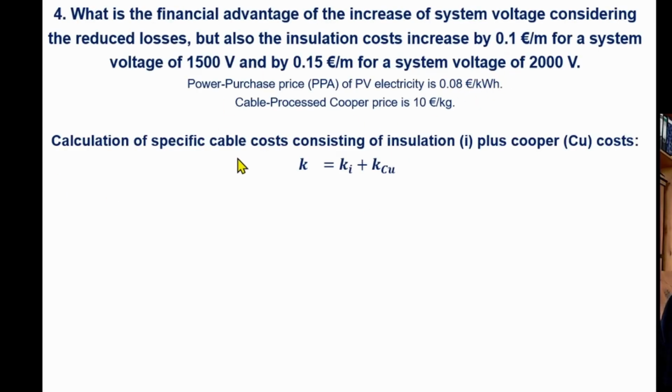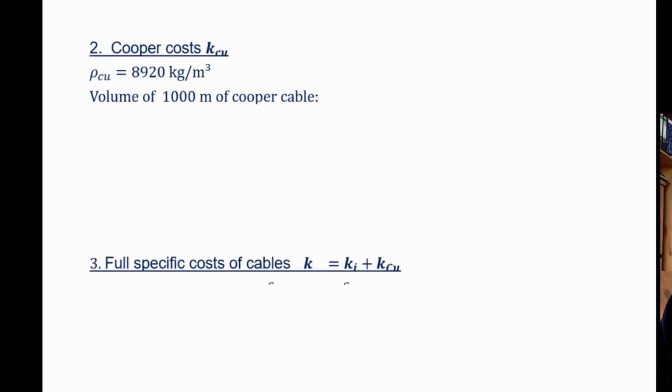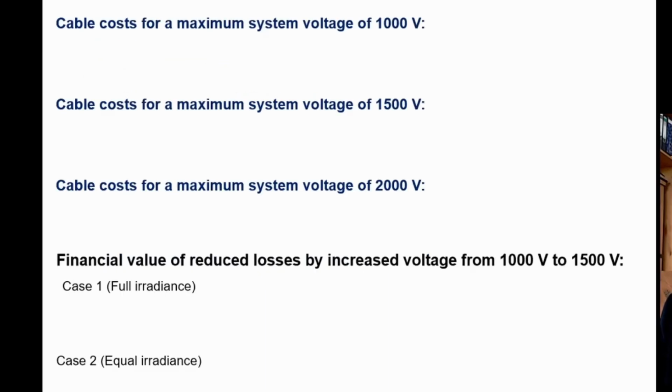Here you just have again the values. The processed copper price is 10 euro per kilogram, so you should know how much copper your cable needs according to the length and the diameter. And the gain is 8 cents per kilowatt hour, which is quite a common value for your PV electricity. Then you do the cost calculation: the total cost of your cable is the insulation costs plus the copper costs. Calculate the volume and the costs and so on, and the full specific costs.